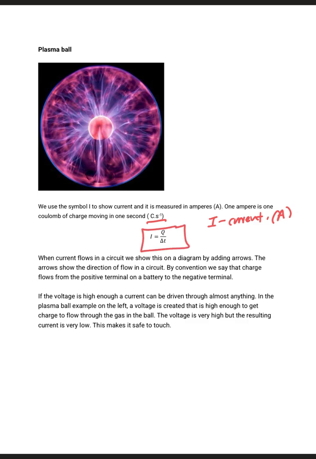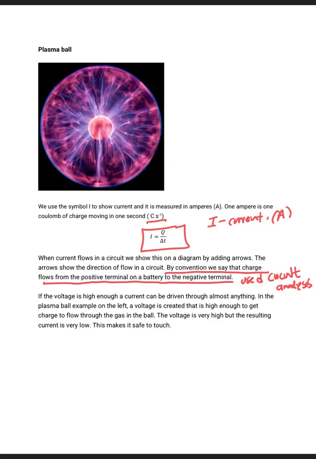When current flows in a circuit, we show this on a diagram by adding arrows. The arrows show the direction of flow. By convention, we say that charge flows from the positive terminal of a battery to the negative terminal. This is what is used in circuit analysis when we do calculations. This is the direction that we use, that charges are moving from positive to negative.